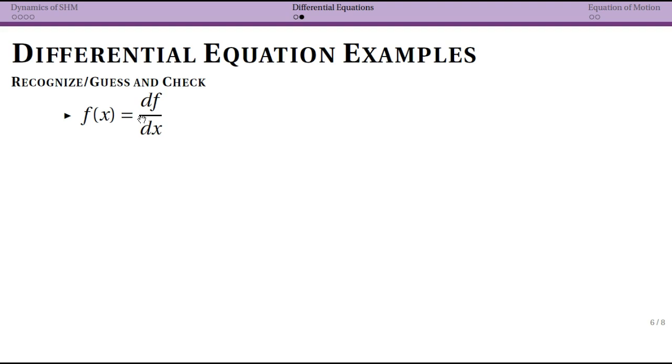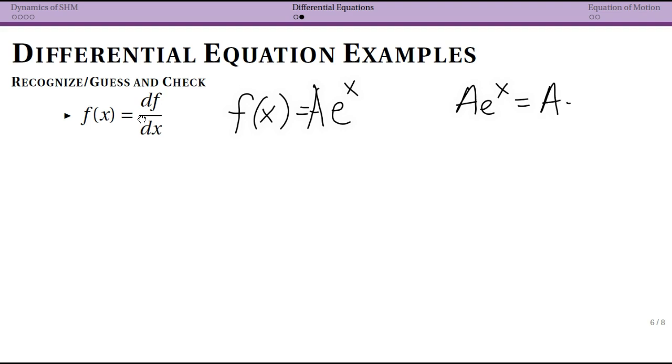Well, pause the video, think about it briefly. But in this case, that would be f of x equals e to the x. You know that e to the x, the derivative of it, is e to the x. The caveat being we should put a constant out in front, because e to the x, when you take the derivative, if there's an a in front, that a just stays there. So if we guessed and checked, we would say, yeah, a e to the x. Well, when I take the derivative, I get a e to the x. I guessed and checked and that worked.